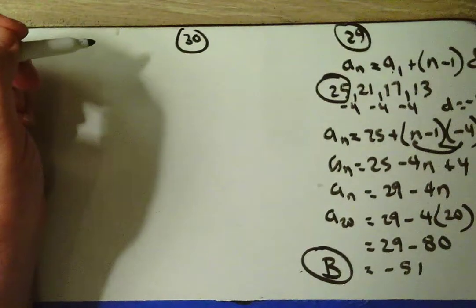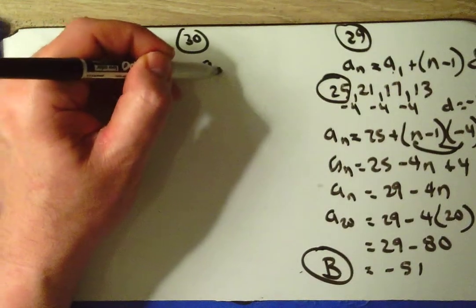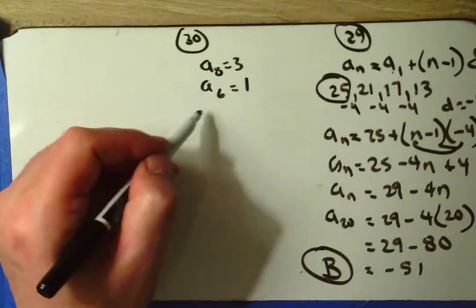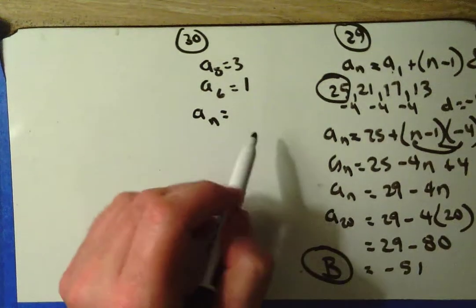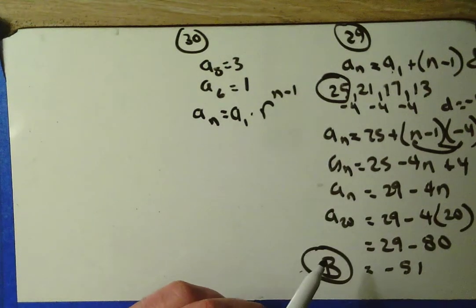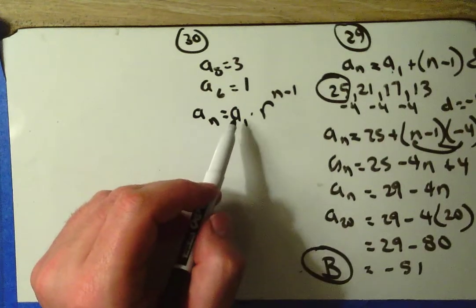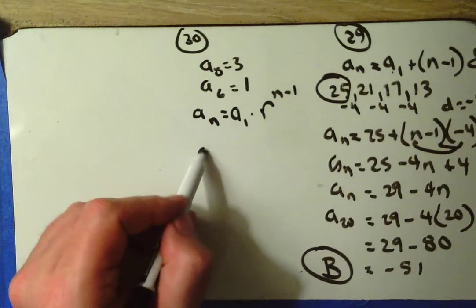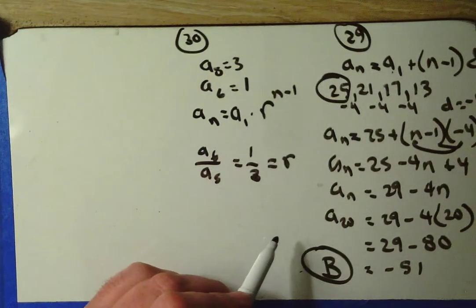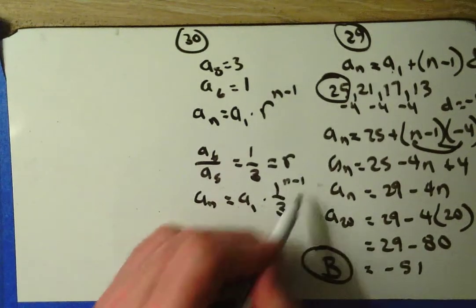30. The 5th and 6th terms of a geometric sequence are 3 and 1. So a sub 5 is 3, and a sub 6 is 1. And we remember from that earlier problem that with a geometric sequence, the recipe is a sub n equals a sub 1 times r to the n minus 1. Well, we don't have a sub 1. In fact, that's what they're asking for here. But we can find r. We can take the value of a sub 6 and divide it by a sub 5 to get our r value of 1/3. So a sub n equals a sub 1 times 1/3 to the n minus 1.